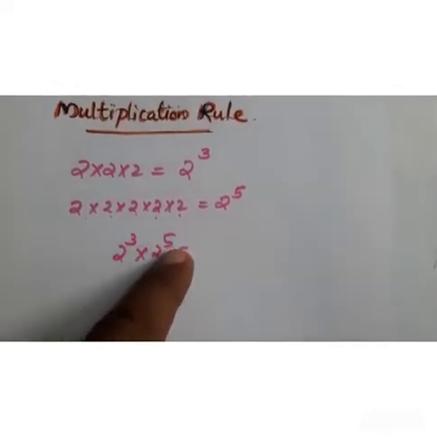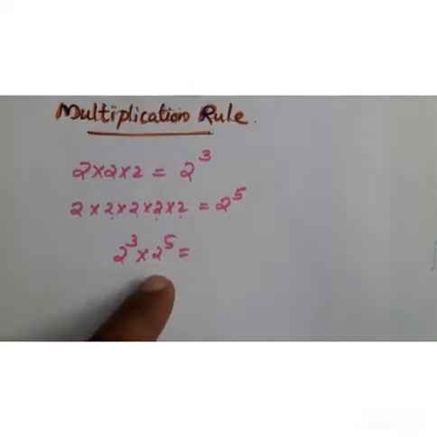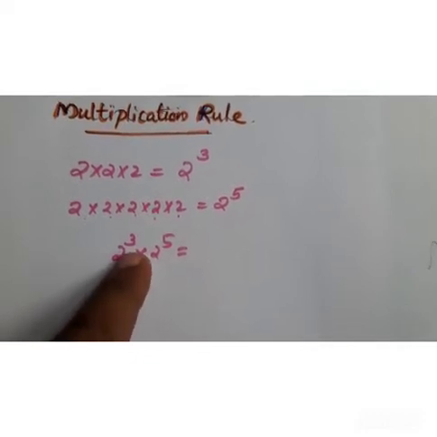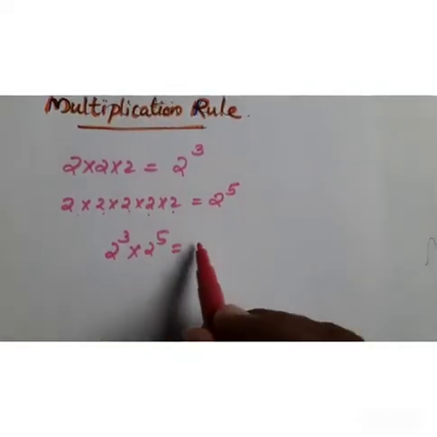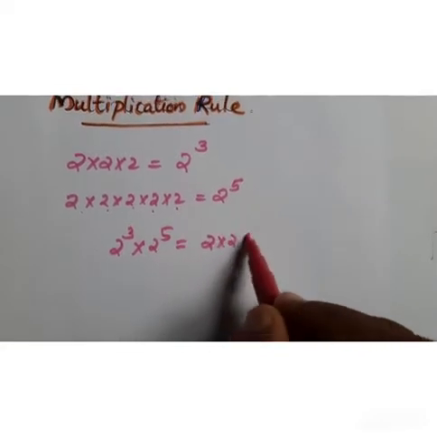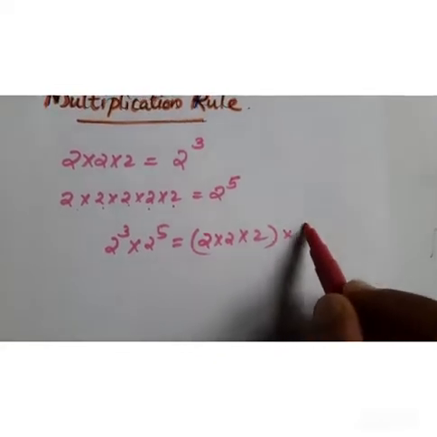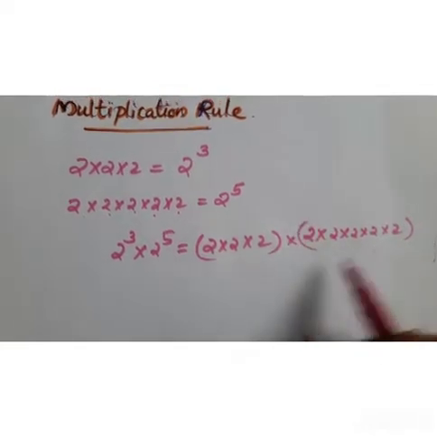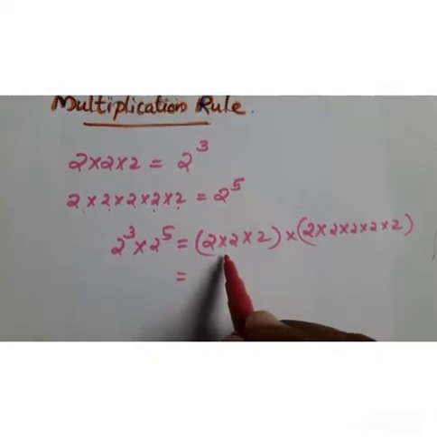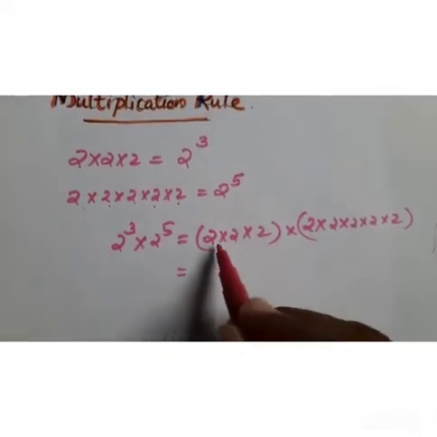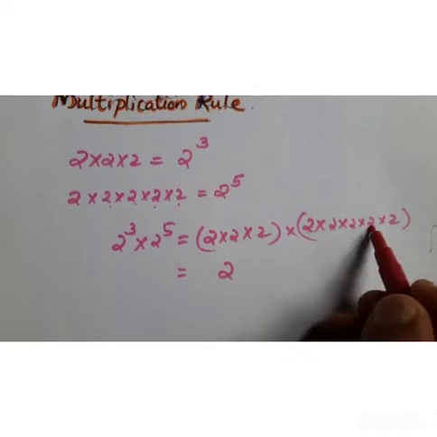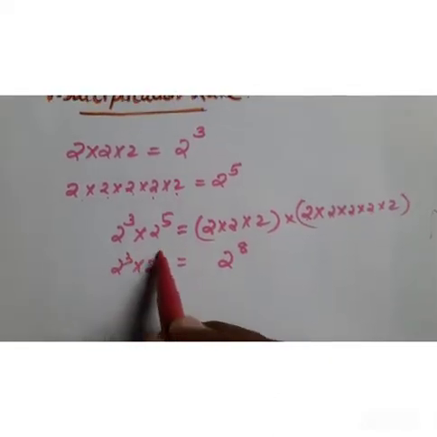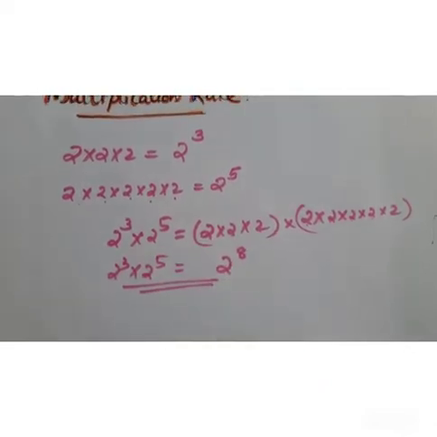Same base with different powers. 2 raised to 3 into 2 raised to 5. Here the base is 2 itself. How will you do this? 2 should be multiplied 3 times and 2 should be multiplied 5 times. How much is this? 2 raised to 1, 2, 3, 4, 5, 6, 7, 8. So 2 raised to 3 into 2 raised to 5, you got 2 raised to 8.